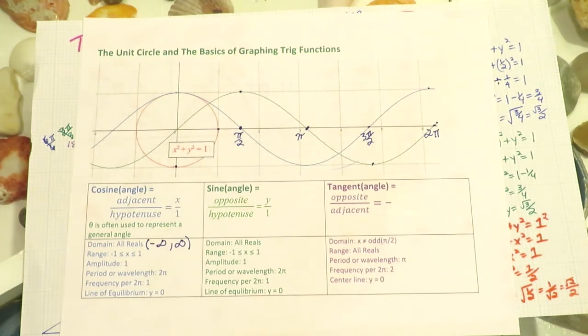The amplitude is how high the wave goes from the center, and so the highest we go is 1, the lowest we go is -1, so the amplitude is 1. The period is how long it takes to complete a cycle. So the period, or the wavelength, is 2 pi, because it took one trip around the circle to complete the wave. The frequency per 2 pi is 1. We got one wave as we went one time around the circle.